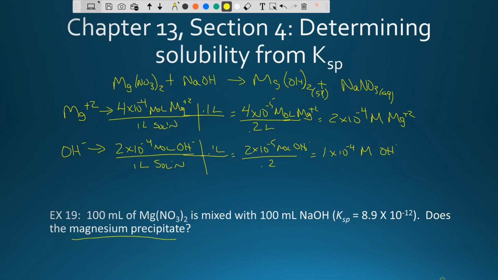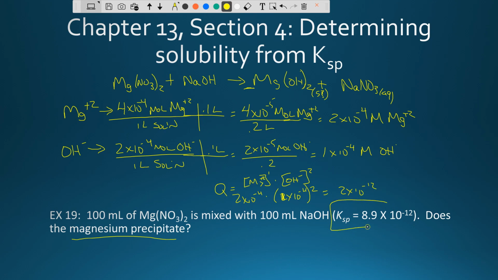Now take a look at what happens here, because I've got to find my Q value. Looking at this, I see I have 2 hydroxides in there, so that's what's going to throw all this a little bit. I have my magnesium, there's one of those, and I have my hydroxide, but there's 2 of those. Okay, so that's going to be squared in there. So then I end up plugging in 2 times 10 to the negative fourth, times 1 times 10 to the negative fourth, but that's going to be squared. Okay, so if I square that and multiply it by 2 times 10 to the negative fourth, I end up with a value of 2 times 10 to the negative 12th.